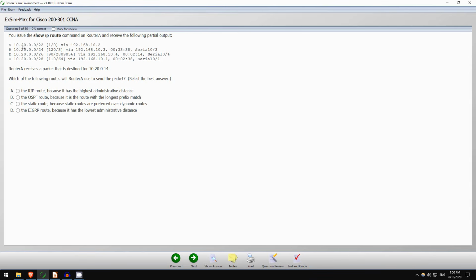So they are to 4 different destinations. All of them begin 10.20.0.0, but they have different prefix lengths, so these all count as different destinations.